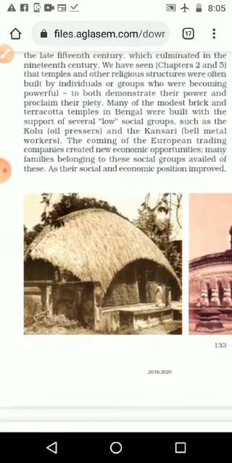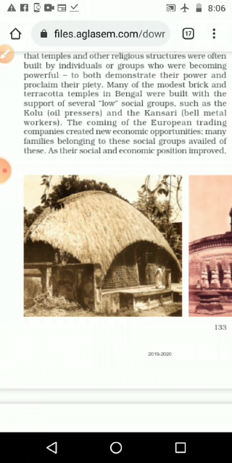We have seen that temples and other religious structures were often built by individuals or groups who were becoming popular and powerful, to both demonstrate their power and proclaim their piety. We have studied that already. Many of the modest brick and terracotta temples in Bengal were built with the support of several low social groups. In olden times, up to the temple entry movement that you are going to study in the 8th, 9th, 10th standard, up to the 20th century, there was a major division in society, the caste system that we studied in 6th standard. And according to caste, they made their own particular temples. So here also the low social groups, low caste groups, were making them.